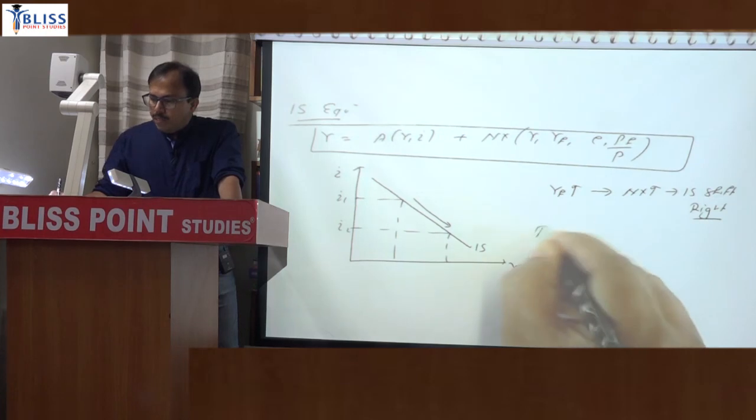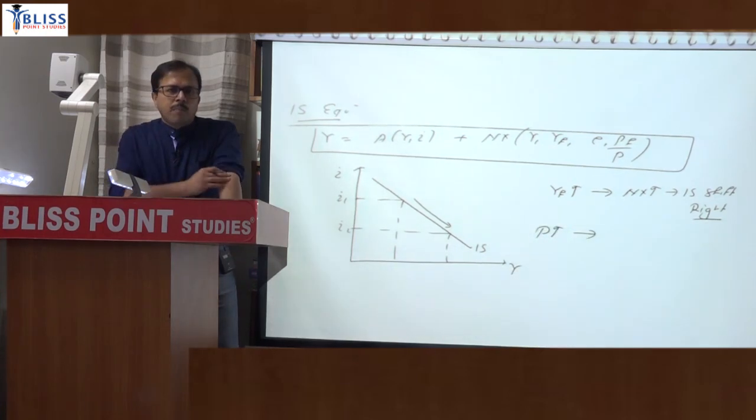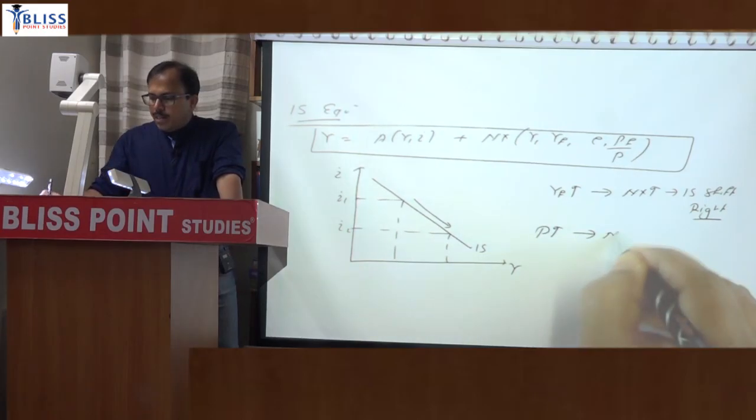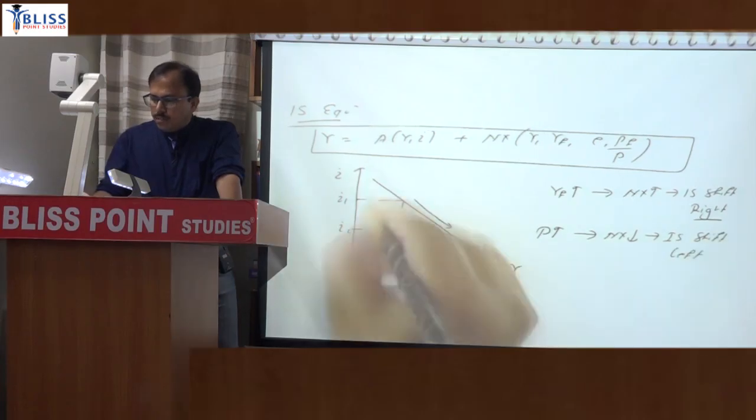Similarly, if domestic price rises, just think logically, what is the impact on net export? When domestic price rises, domestic goods become expensive. So there will be less demand for domestic goods, more demand for foreign goods, which means net export will fall. When net export falls, then the IS curve will shift to the left in this way.